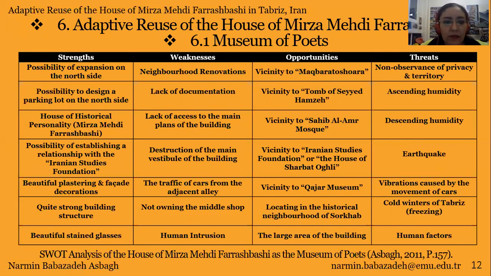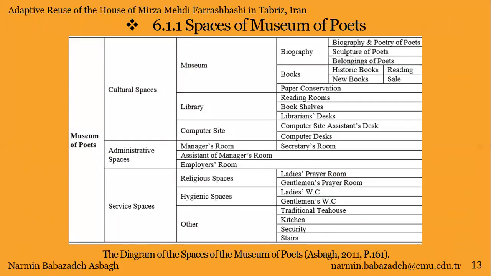After the SWOT analysis of the house, we decided to use this building as a museum of poets because it is near Maqbarat al-Shu'ara, which is the burial place of more than 400 poets. So for the spaces of the Museum of Poets, we have three different spaces: cultural spaces, administrative spaces, and service spaces.